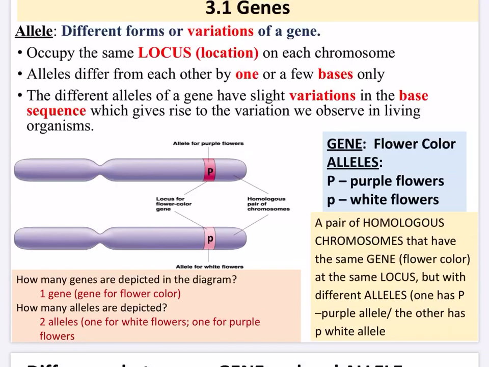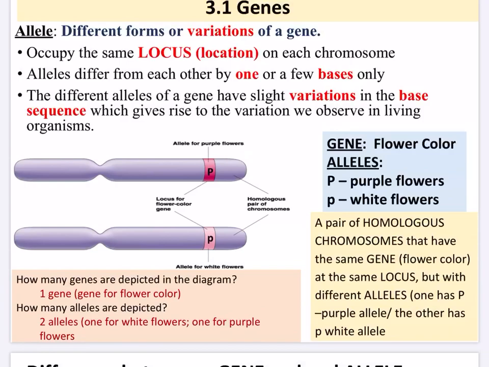The alleles we mentioned earlier are different forms or variations of a gene. They occupy the same locus or location. They differ from each other by only one or a few nitrogen bases. The different alleles have a slight variation in the base sequence, which gives rise to the variation we observe in living organisms. So maybe some genes have two alleles. For example, you see there the flower color alleles, purple flowers and then white flowers. And you see how we're using a capital letter P for purple and a lowercase p for white flowers. You'll learn shortly what that all means.